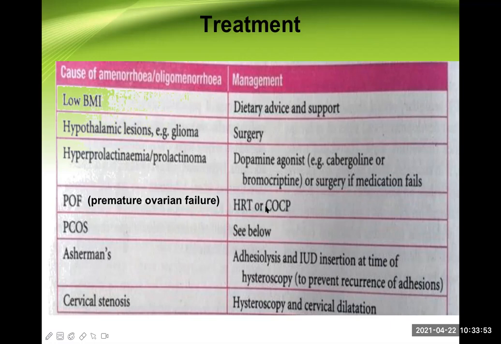Premature ovarian failure, we give hormone replacement therapy, HRT, or combined oral contraceptive pill. Polycystic ovarian syndrome, we have already discussed this.